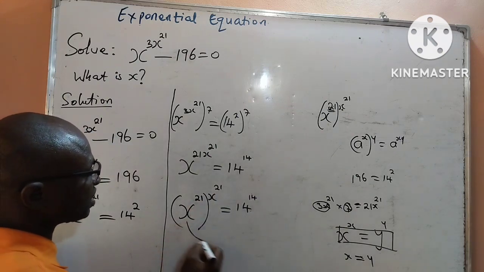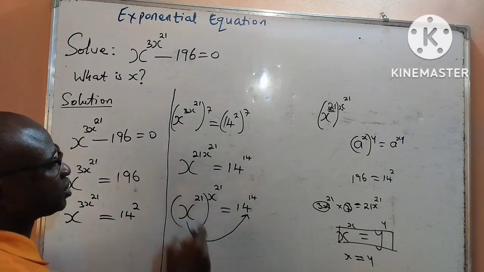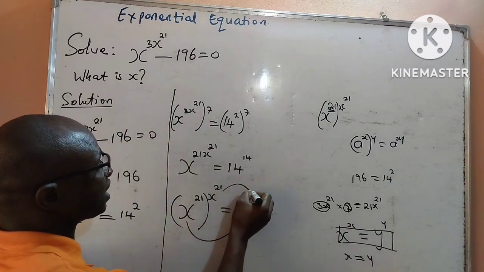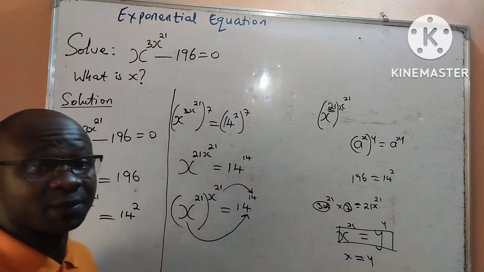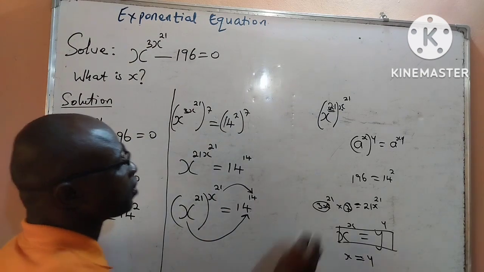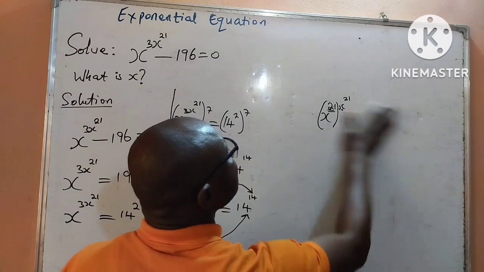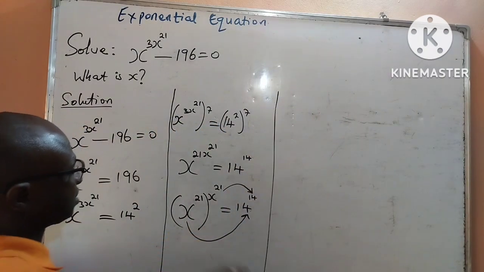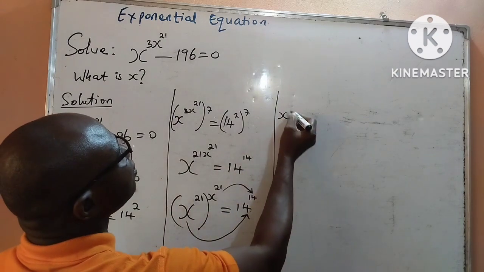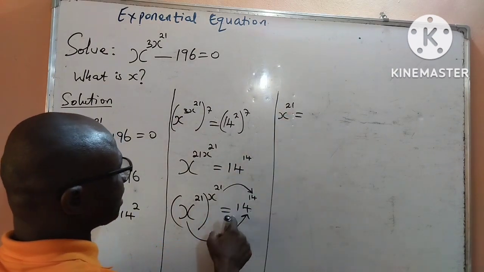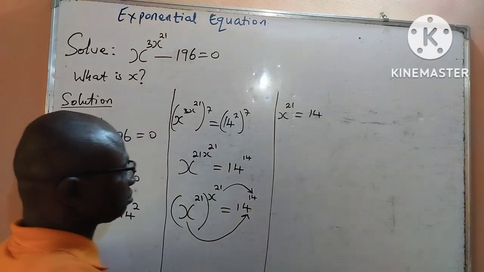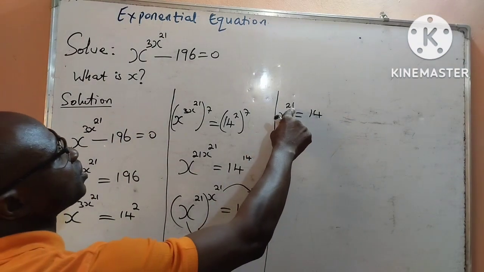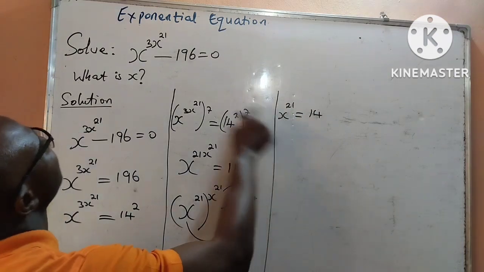So in conclusion, we say that x to the power 21 is equal to 14. If you like, you can also say that the exponent on the left is equal to the exponent on the right. Therefore, the next step is that x to the power 21 is now equal to 14. The base is equal.